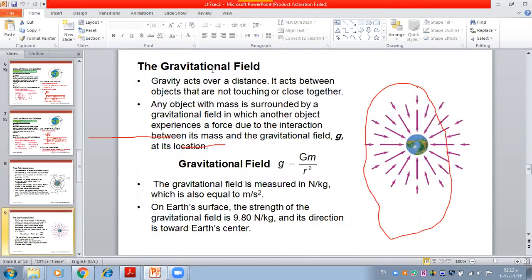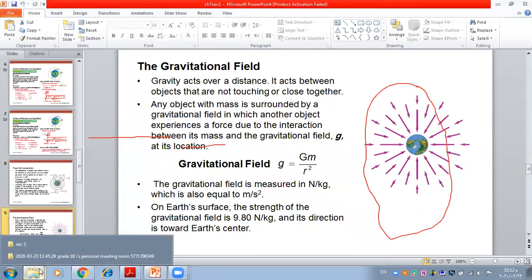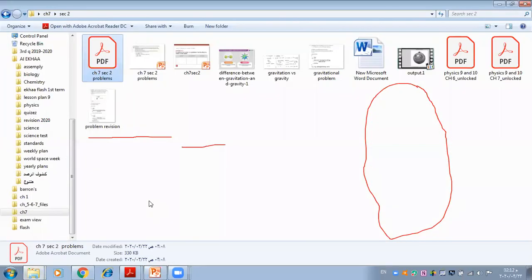Okay. Gravitational field. A gravitational field is like the magnetic field or the electric field. You know the magnet? The magnet has a field around it that enables it to attract other objects, right? So the gravitational field is like this one.